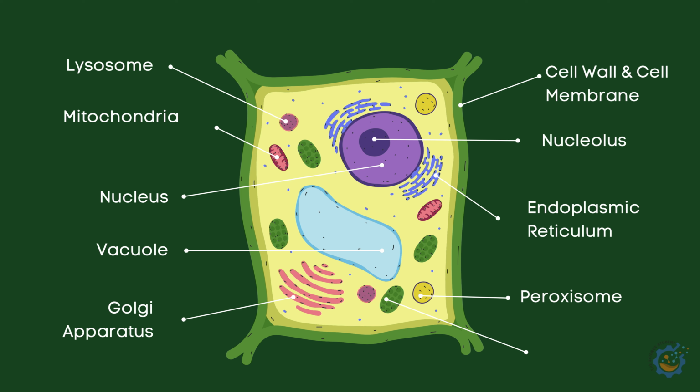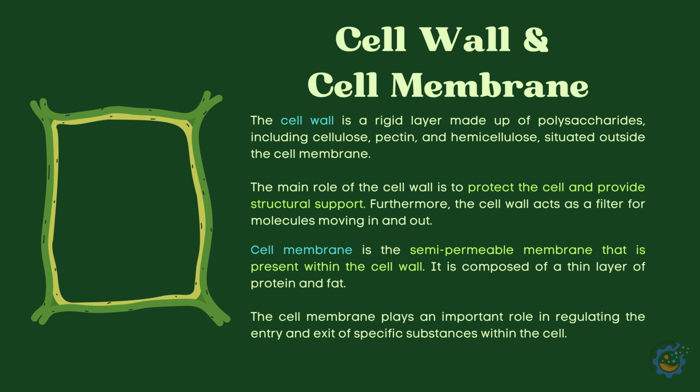This is a labeled diagram of a plant cell, highlighting the main organelles. Let's take a closer look at the different parts of a plant cell. Plant cells have a rigid cell wall made of cellulose, which provides structural support and protection against mechanical and osmotic stress. Animal cells lack a cell wall, having only a cell membrane.